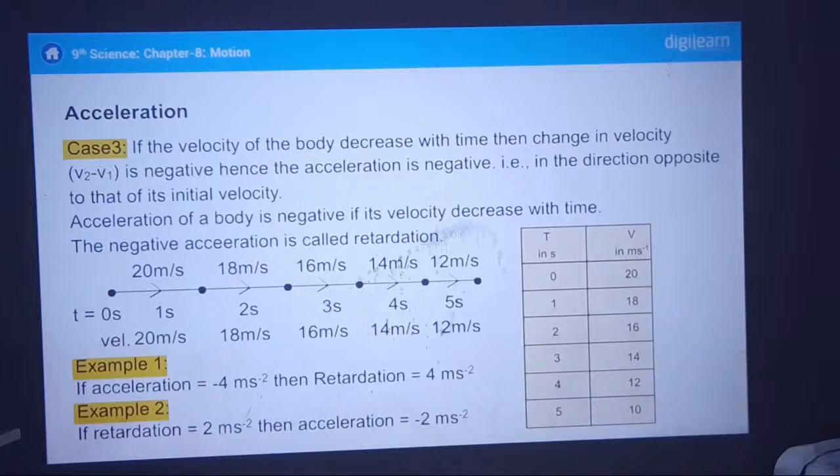Example 1. If acceleration is equal to minus 4 meters per second squared, then retardation is equal to 4 meters per second squared. Example 2. If retardation is equal to 2 meters per second squared, then acceleration is equal to minus 2 meters per second squared.